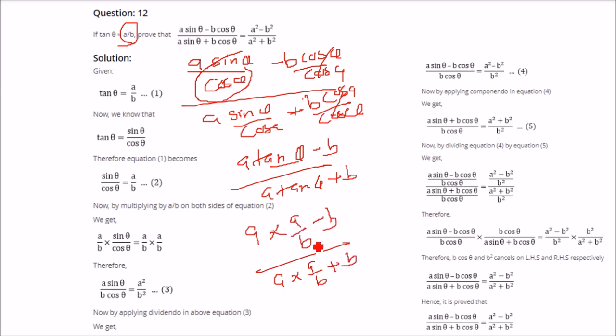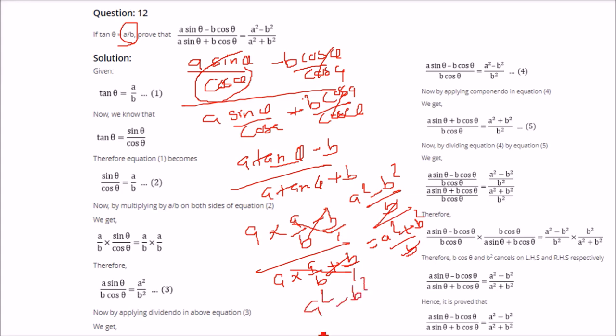So what do you get here? a square by b minus b. What do you get? It is a square minus b square by b. Here also in the denominator you get a square plus b square by b. This gets cancelled. The answer will be a square minus b square by a square plus b square. So this is what we wanted. The steps are like this.